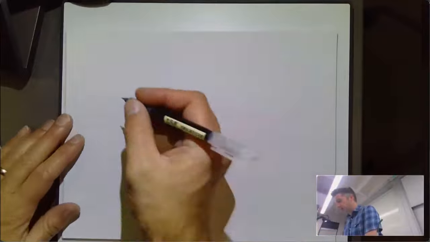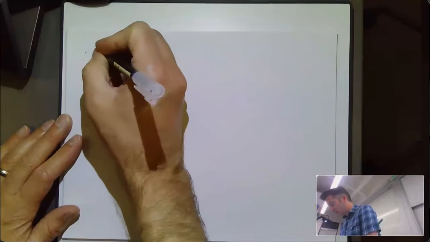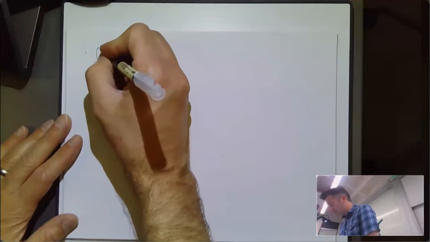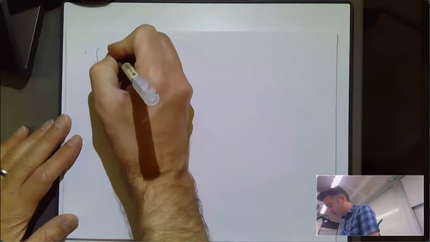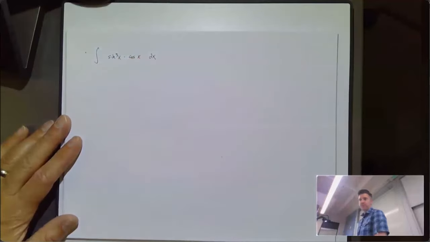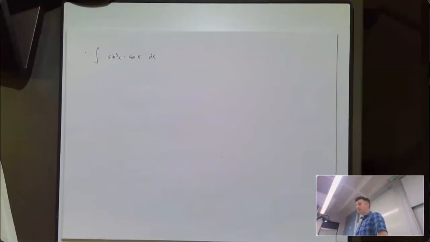So let's look at some sines and cosines, and then we'll do things. Let's say we want to integrate, sure, let's start with an easy one. Let's do sine cubed x times cosine x dx. So we're trying to integrate sine cubed times cosine.